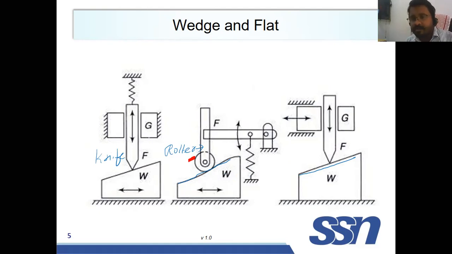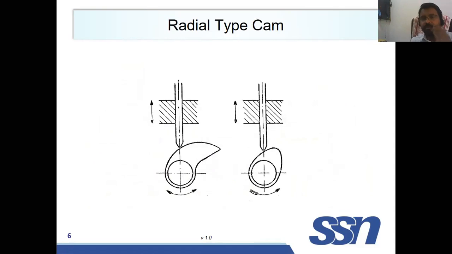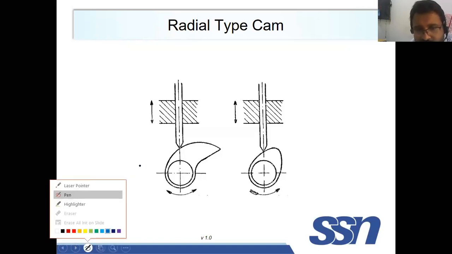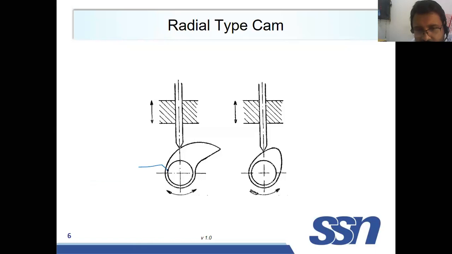We are just, for the knowledge level, we should know about the wedge cam, but we are going to concentrate more on the radial type of cams. So this type of cams are called radial cams. Why is this called a radial cam? Because these cams have got a base circle. So this is called the base circle.